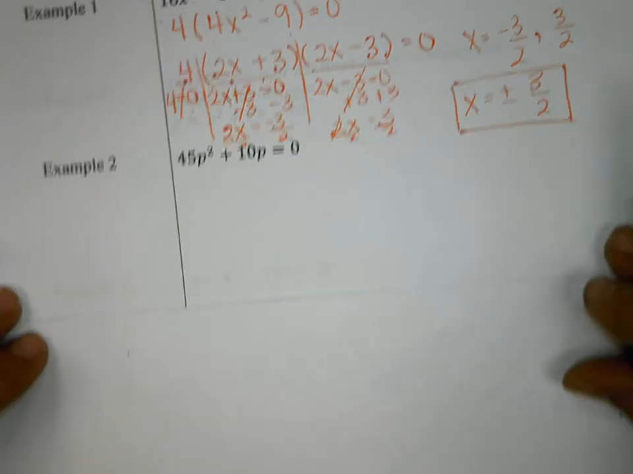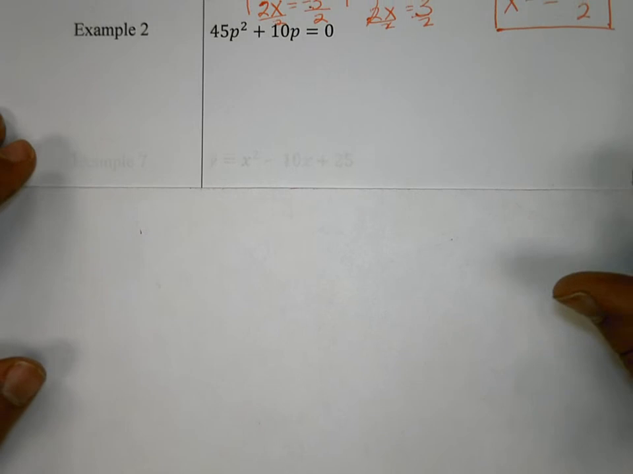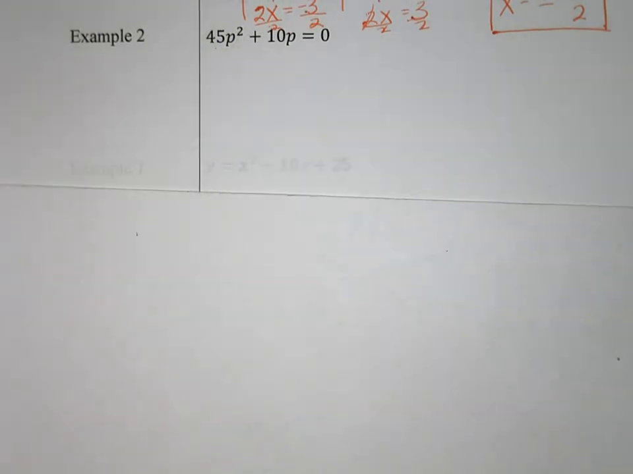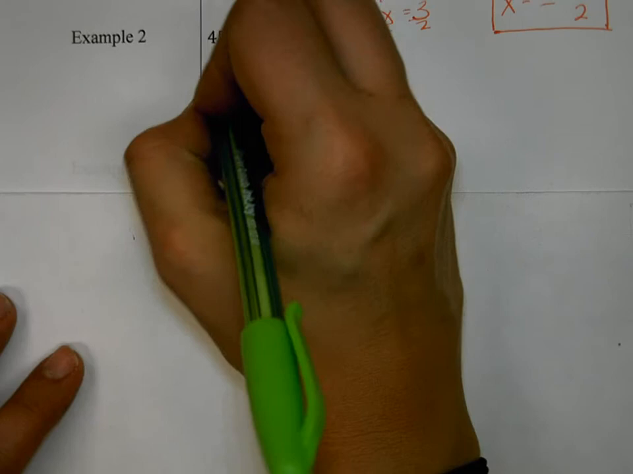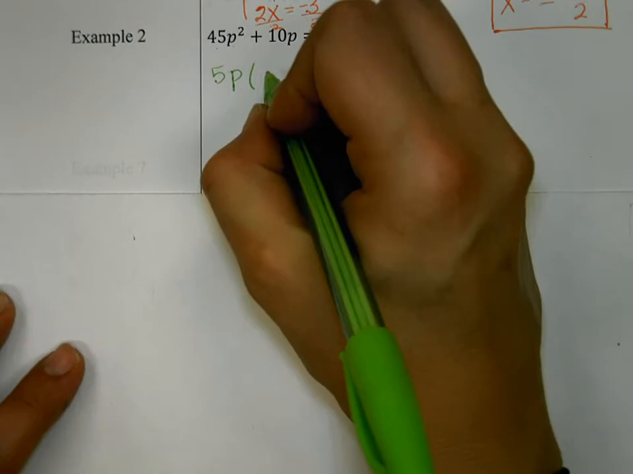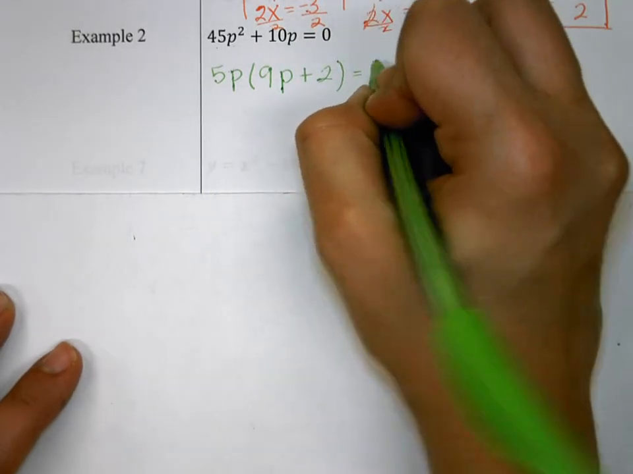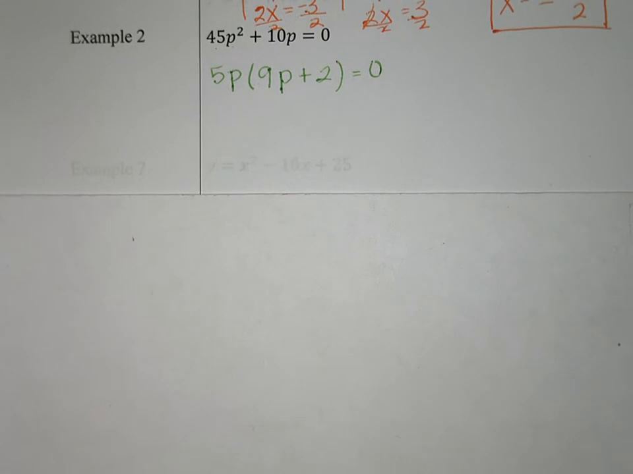Example 2. I have 45p squared plus 10p equals 0. So I do have a GCF in here as well. It's 5p. So let's factor out a 5p. That leaves me with 5p times 9p plus 2 equals 0. Now when I'm looking at 9p plus 2, that doesn't look like it can factor anymore. So I'm actually done factoring.